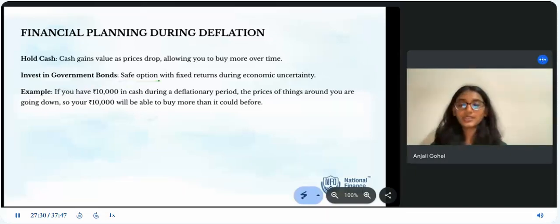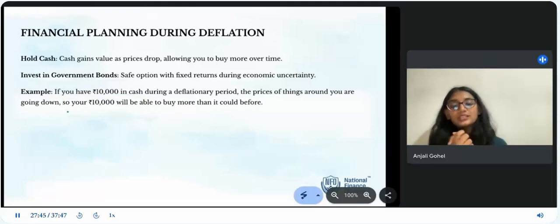Okay, so if you are investing 1 lakh rupees and holding 10,000 rupees in cash during a deflation period, the prices of things around you are going down, so you will want this 10,000 rupees with you itself, correct? You would want to hold this 10,000 rupees with you so that you can buy more in the future.